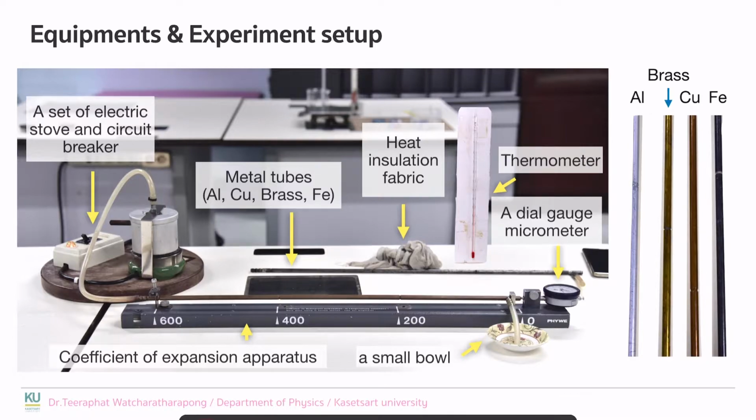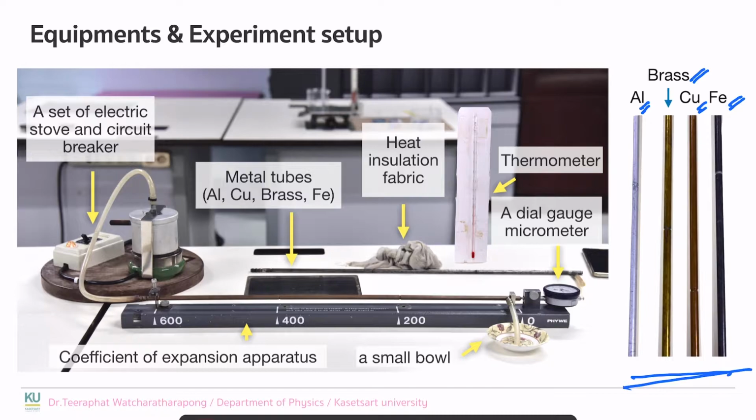There are 4 types of metal we consider in this experiment, as shown here. The first one is aluminum, then brass, copper, and iron. You can notice that the difference between them, when we observe them, is the color. So we can use the color to differentiate them. And they are all made in the tube shape.